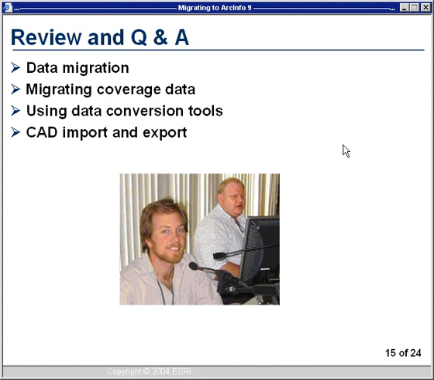There's Jason from Boise, and his question is, where is the geoprocessing functionality such as clip, merge, union, etc., and where is it stored in ArcGIS 9?